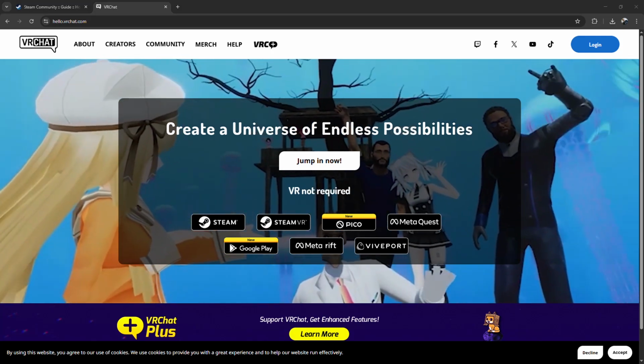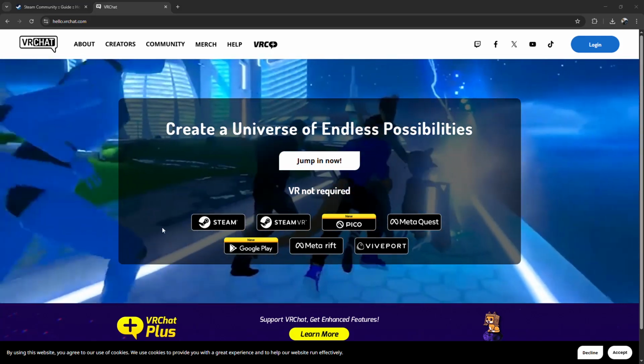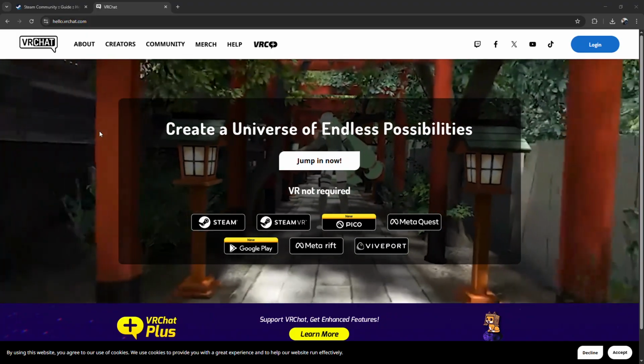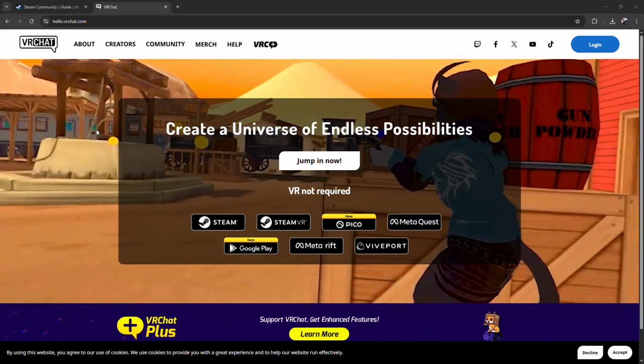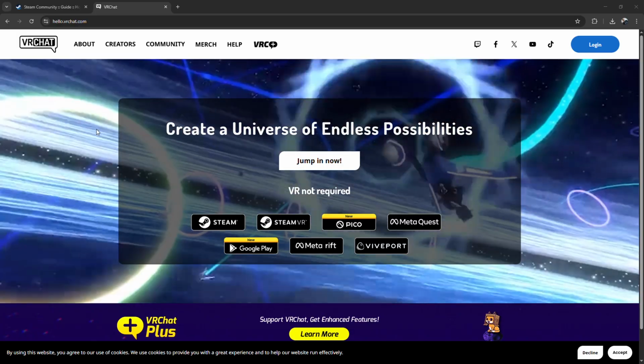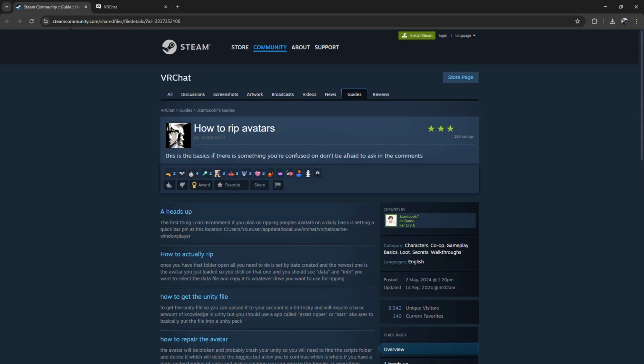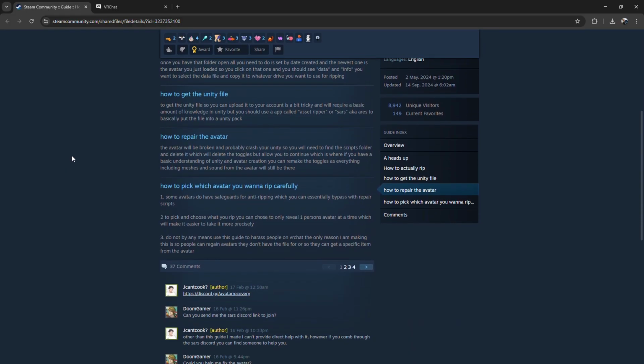How to rip avatars from VRChat. I'm going to tell you what people mean when they talk about ripping avatars from VRChat. Technically, ripping means extracting someone else's avatar model using third-party tools or exploits.